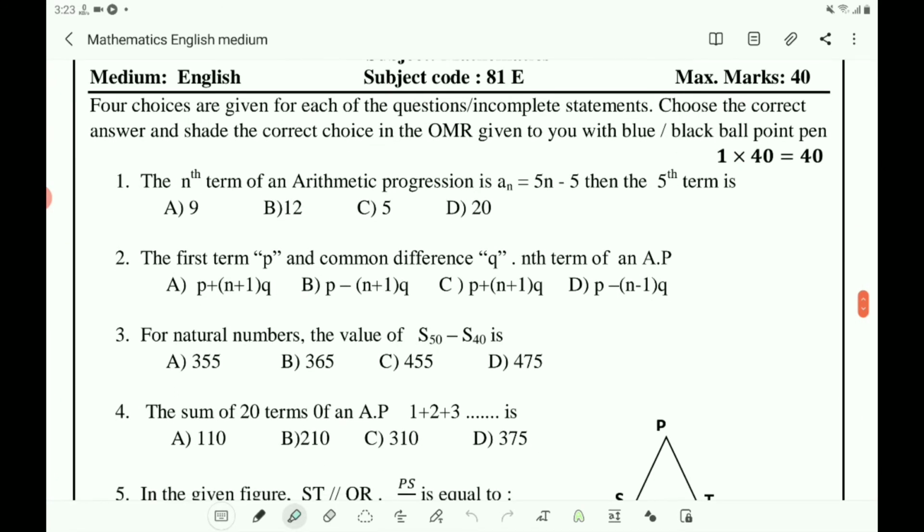Question number 1. The nth term of an arithmetic progression is an equals 5n minus 5. Then the fifth term is, here a5 we have to find out. An is given. A5 equals 5 into, in the place of n we have to write 5, 5 minus 5. Then it becomes 25 minus 5 which equals 20. So you got the answer, option D, which equals 20. So you note down the answer option D.